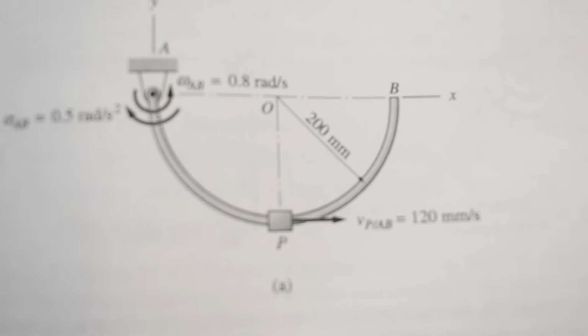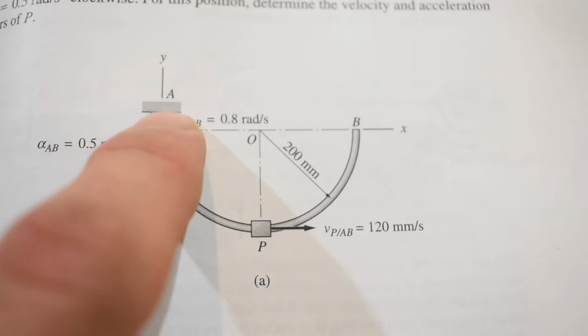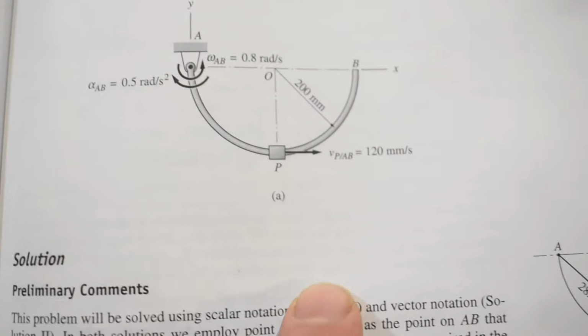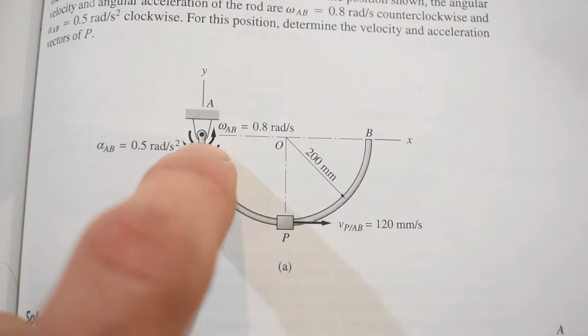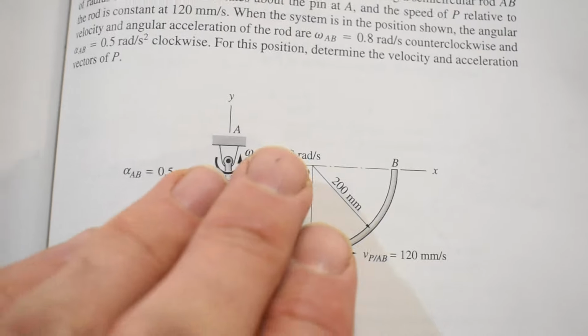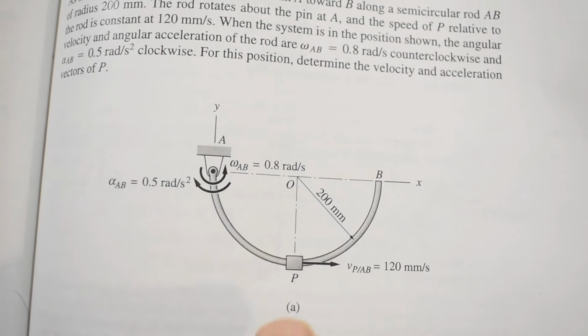And again, the problem is this rod rotates at 0.8 radians. So let's talk our way through this, because no one knows what a radian is. A radian is 60 degrees, so 0.8 is about 45. So every second, this thing's rotating 45.